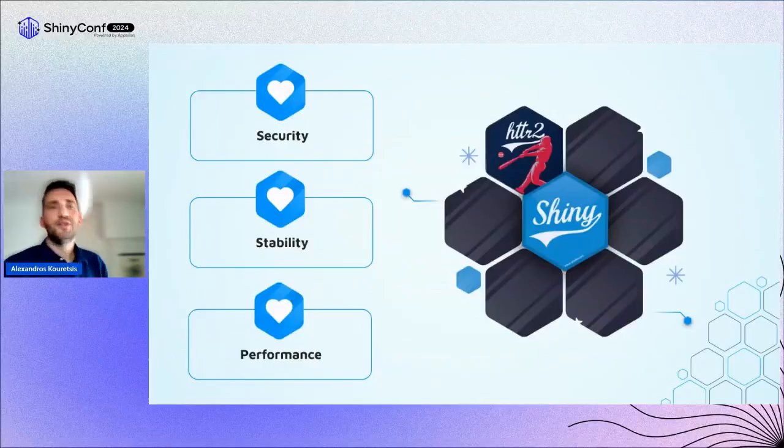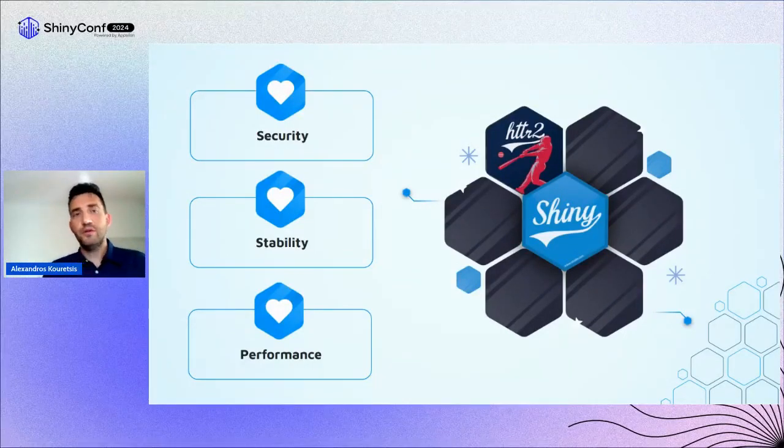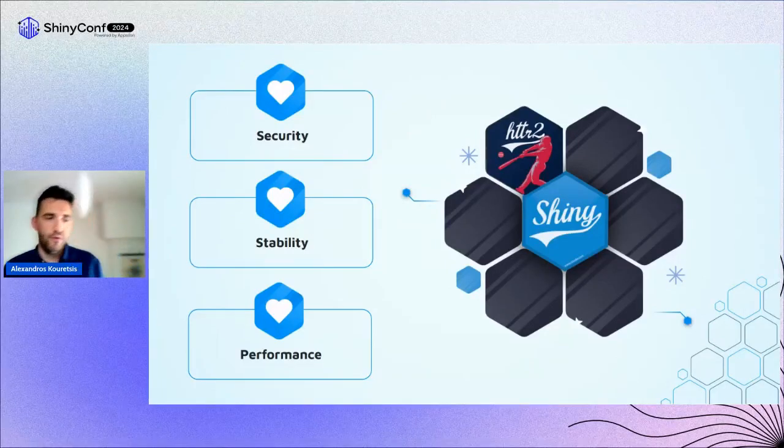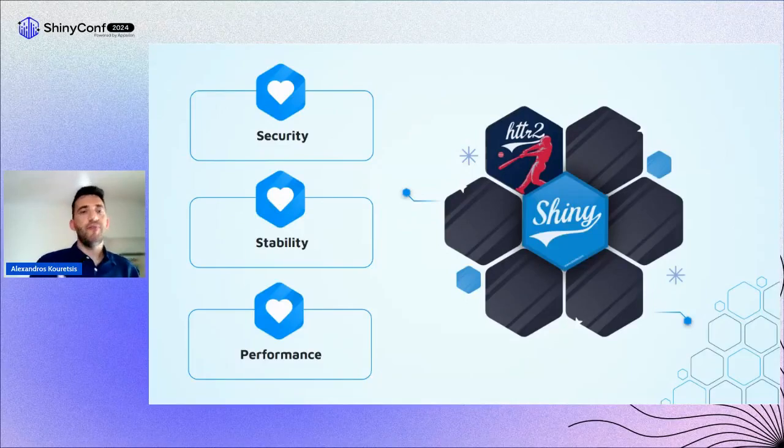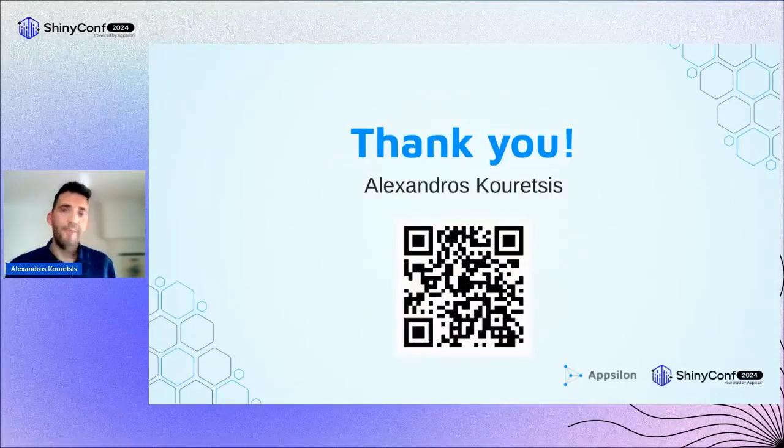So putting this together, Shiny and httr2 are a great option to create web applications and interactive web apps on top of APIs. And you will have great security, great stability, and improved performance with all these good things that we have there. So thank you for updating my presentation.